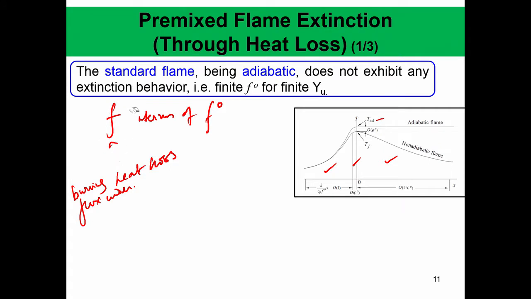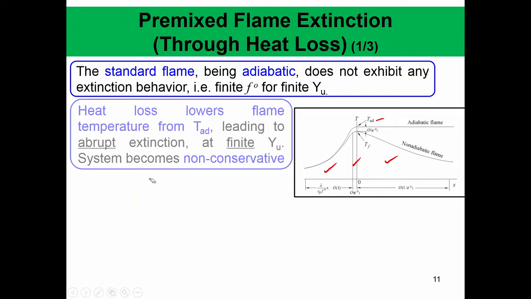Okay. So, once again we will proceed with this analysis here. It is intuitive to understand that heat loss lowers the flame temperature from the adiabatic flame temperature. And that can essentially lead to an abrupt extinction. Now, why abrupt? Because, as we have seen, the burning flux has an Arrhenius dependence on the burnt gas temperature. Of course, it also has a power law dependence.